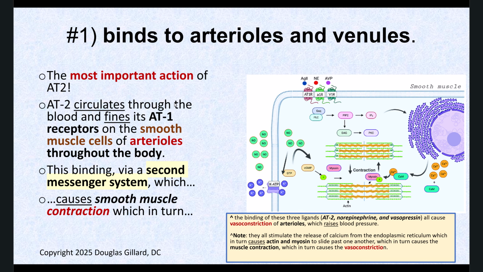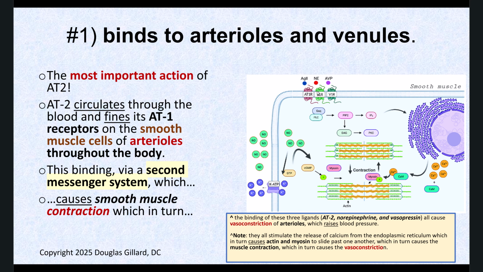Angiotensin 2 circulates throughout the blood, and it's looking for its receptor. Its receptors, strangely enough, are called AT1 receptors. There are 4 different types of receptors. All we care about for this class and boards is the AT1 receptor. And that's located, guess where? On the smooth muscle cells of arterioles throughout the body. So that's how this works. Angiotensin binds to the smooth muscle cell membrane, and it can't go inside the cell.